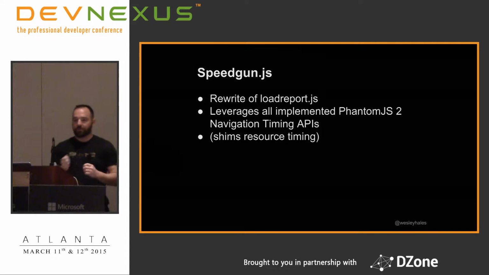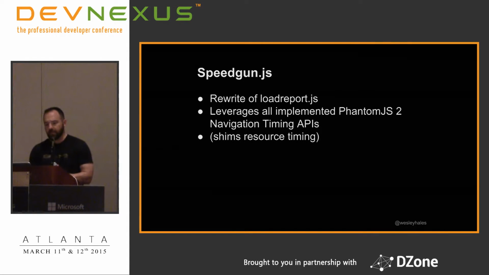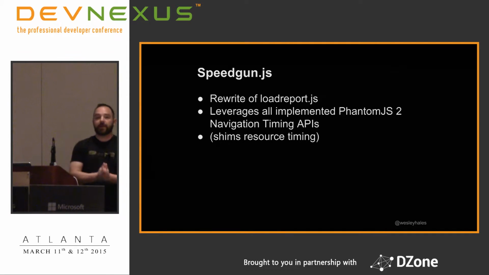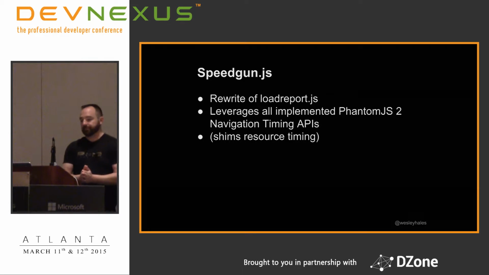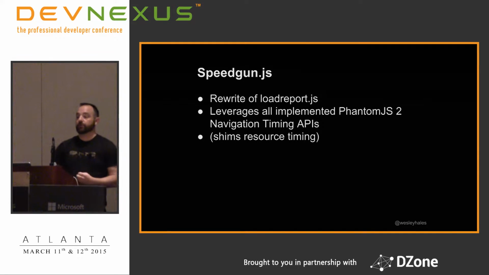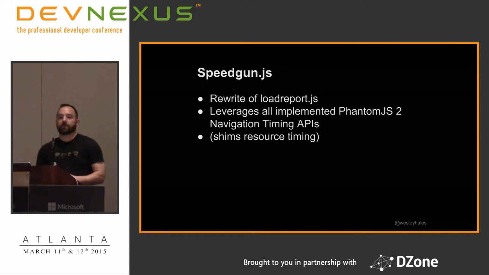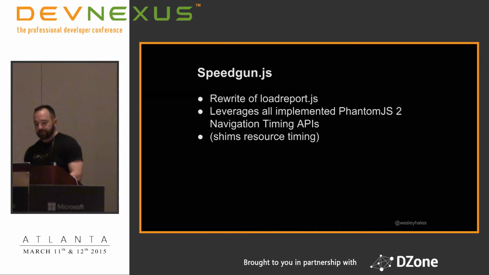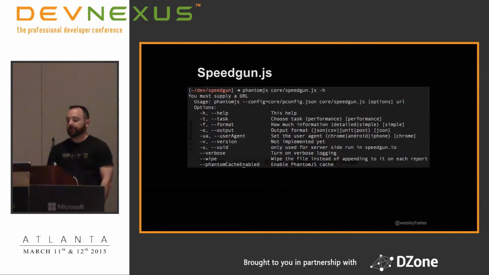It's basically LoadReport.js rewritten, and it leverages all the PhantomJS2 navigation timing APIs that I just showed you. And there's also some shims for resource timing. Resource timing is another cool specification that allows you to get exact times on how long resources took to load. PhantomJS2 does not have it currently, so we have had to shim that. This is what SpeedGun gives you.